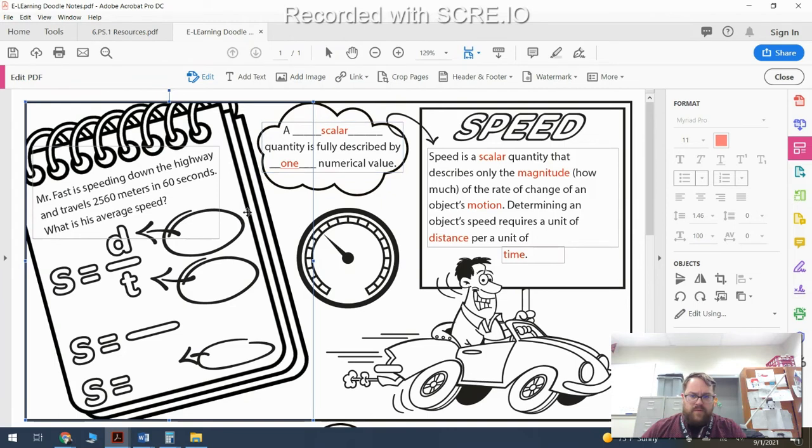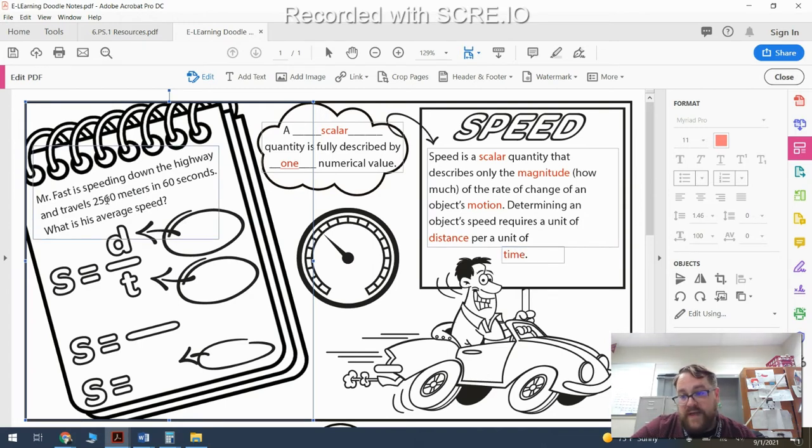So we have a little problem over here. It says Mr. Fast is speeding down the highway and travels 2,560 meters in 60 seconds. What is his average speed? Well, again, it says right here, determining an object's speed requires a unit of distance per a unit of time. So that means distance divided by time.